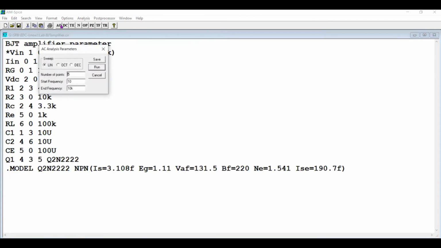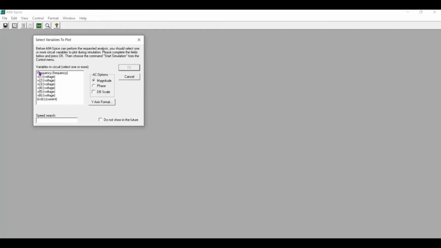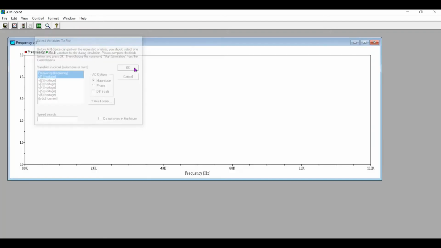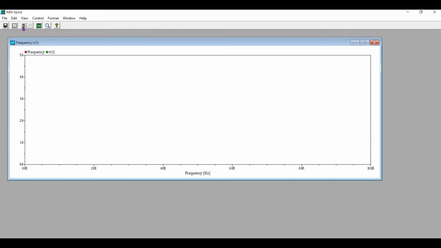So AC, save, AC run. Now on the x-axis the parameter is frequency, and you can see the various node voltages at this frequency. But we want to find out input impedance, therefore we will be just focusing on V1. Click on OK. You will get this sheet. Then simulate, OK. Then auto scale.